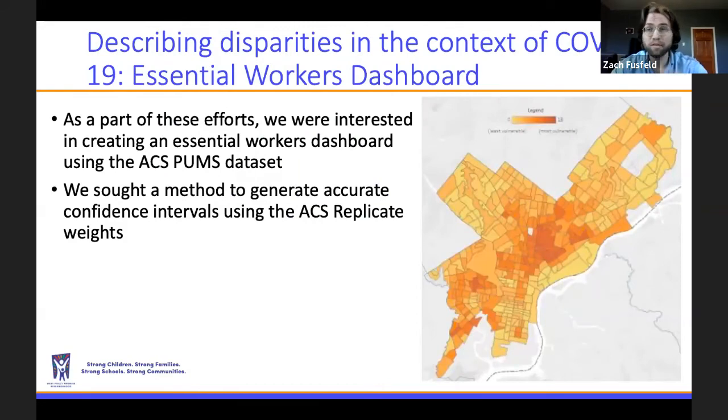And so, as I mentioned previously, part of our work funded by the RAPID grant was interested in characterizing essential workers in Philadelphia. And so for the remainder of the talk, I'm primarily going to be talking about the methodological approach we took to get this data. And so given the importance of generating accurate information, especially in the context of COVID for both community and policy action, we decided at the outset that we needed to ensure that we had sufficient confidence in our estimates. And so to do this, we ultimately used the ACS replicate weights and jackknife resampling to generate accurate standard errors and confidence intervals, which I'll discuss further shortly.